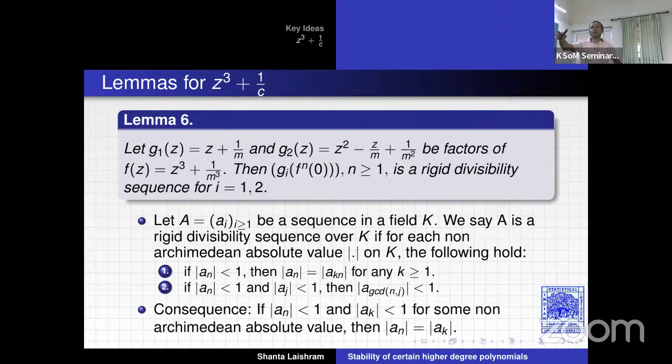As a consequence, what we can say is that if the absolute value of n is less than 1 and of A_k is less than 1 for some non-Archimedean absolute value, then actually it is going to remain the same when we look at the non-Archimedean absolute value.